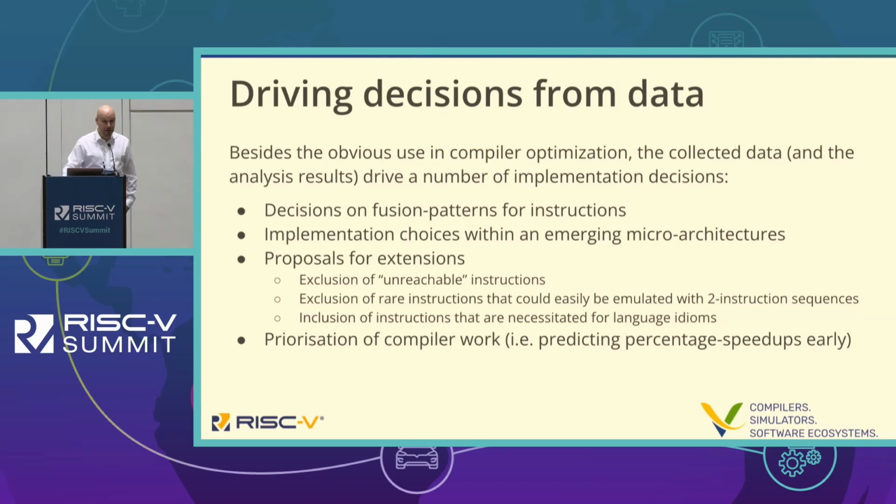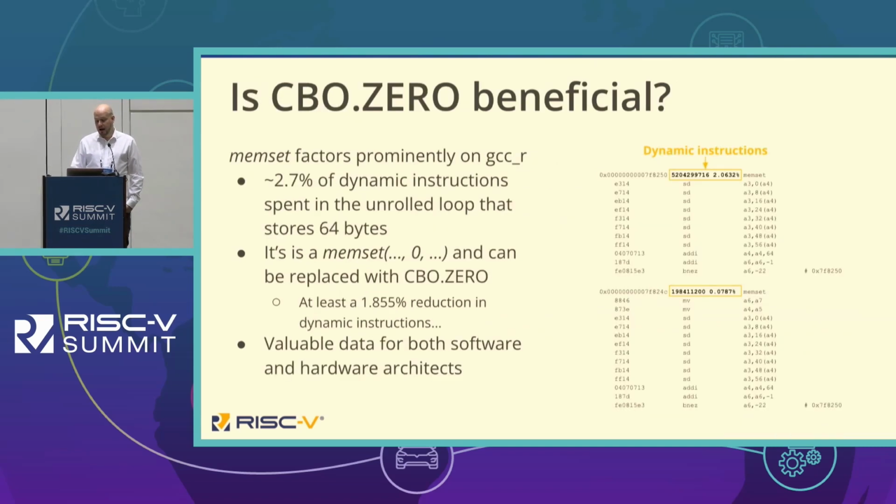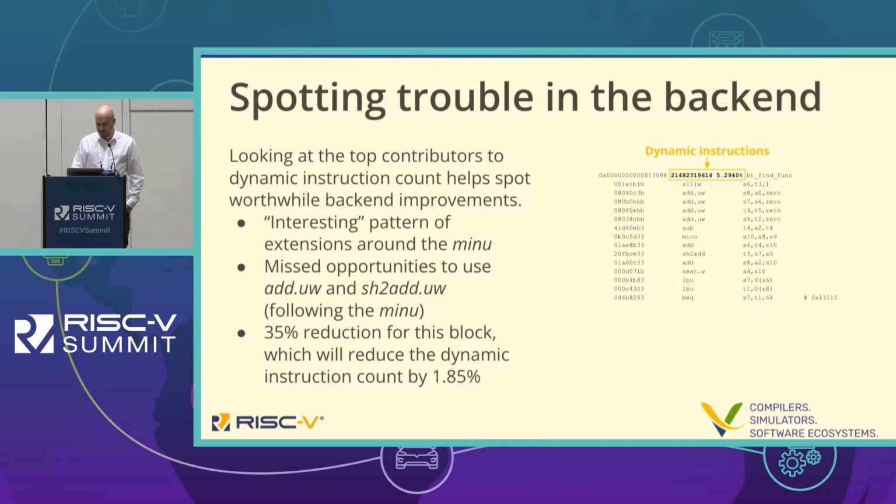And finally, and last but not least, the prioritization of compiler work. So again, it's a limited group. We have very limited resources. We need to go through that. Since I've already received the time check, I'll just quickly skip over the Zbb data. Much more interesting, because we have some more interesting cases to look at and actual findings.